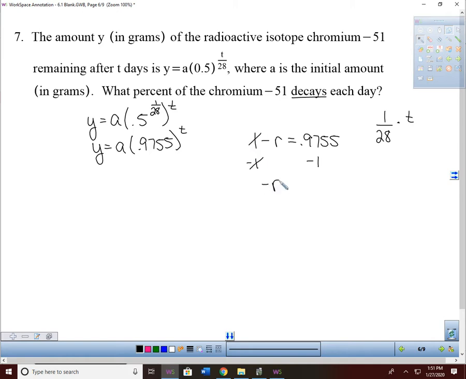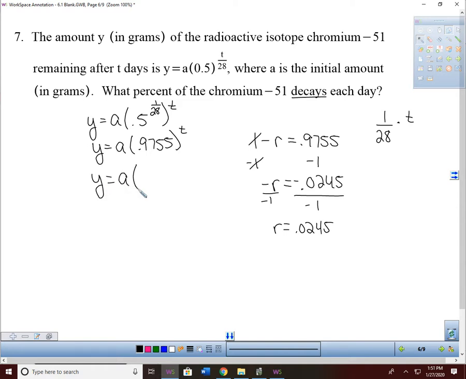So you have negative r equals 0.9755. If I subtract 1, that gives me negative 0.0245, and then I'll divide by the negative 1, which gives me 0.0245. So I'm going to replace that.